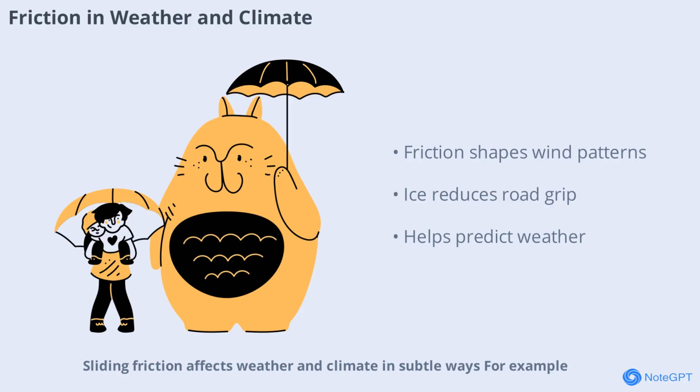Sliding friction affects weather and climate in subtle ways. For example, friction between air and the Earth's surface influences wind patterns. Snow and ice reduce friction, leading to slippery roads in winter. Meteorologists study friction to predict weather and design safer infrastructure. Understanding friction helps us adapt to changing climates.